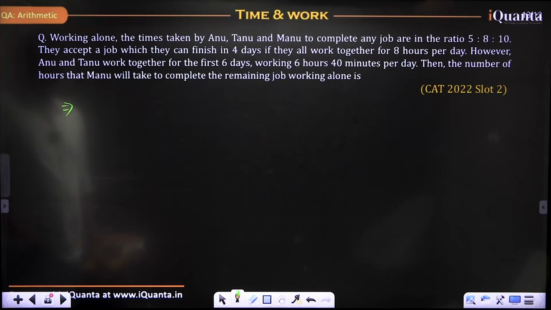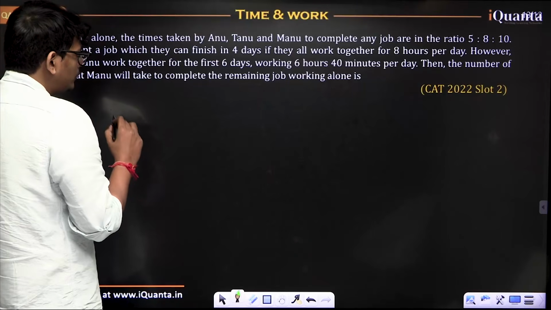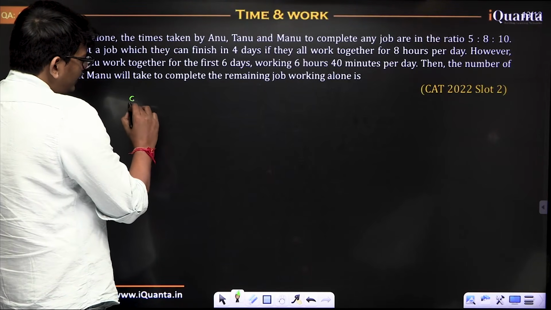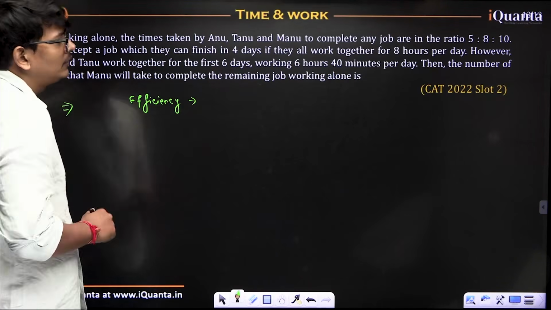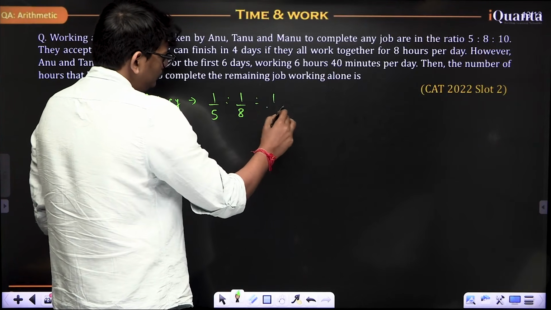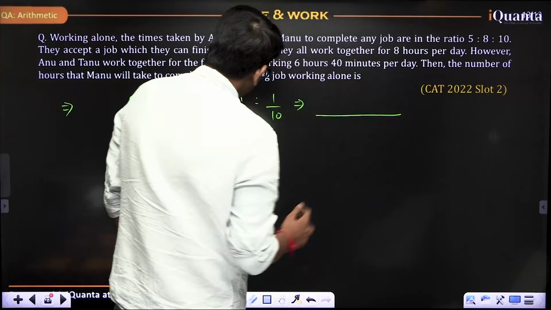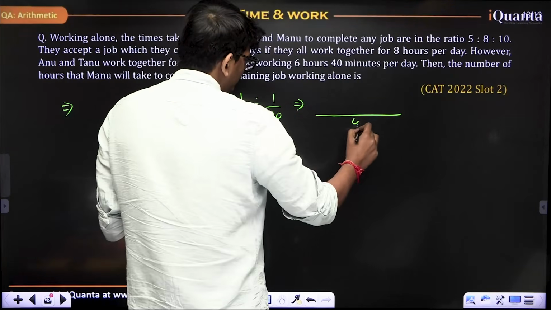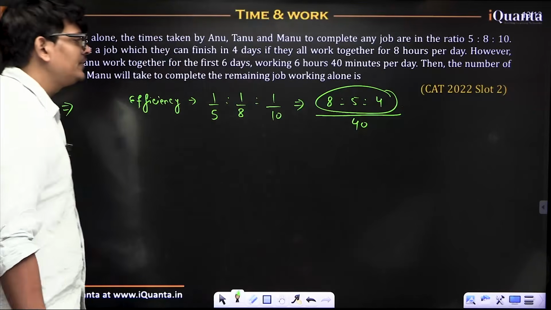Working alone, the times taken by Anu, Tanu, Manu to complete any job are in the ratio 5 is to 8 is to 10. Okay. So you know efficiency is inversely proportional to time. So we can say the ratio of their efficiency will be 1 by 5, 1 by 8, 1 by 10. Now, let's take the LCM of this, 40: 8, 5, 4. So we got to know the efficiency of these 3 people.